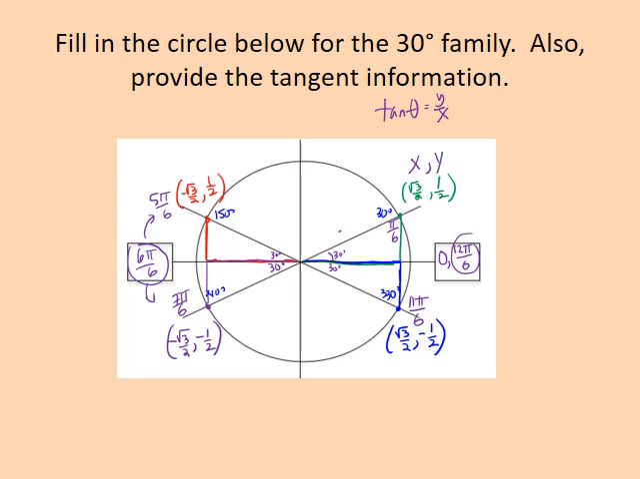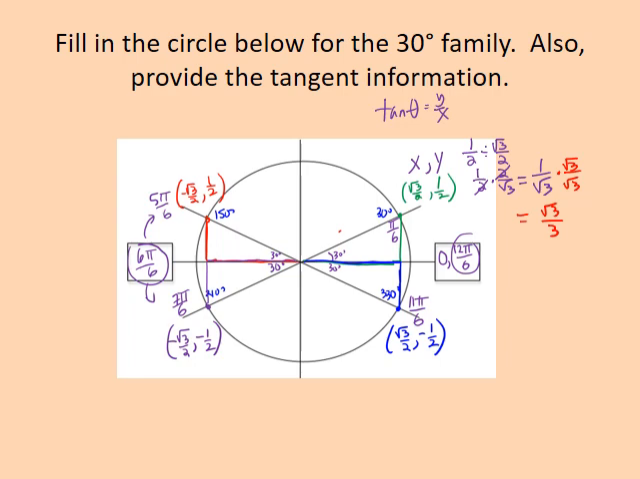So in the first coordinate, we need to take 1/2 and divide it by root 3 over 2. Well, 1/2 divided by root 3 over 2 is 1/2 times 2 over root 3. The 2's cancel, and we're left with 1 over root 3. But we need to rationalize, so we have root 3 over root 3, which simplifies to root 3 over 3.